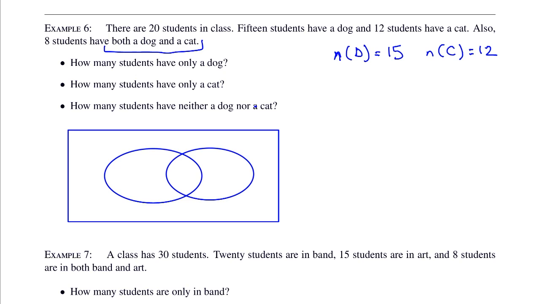What set would be the best way to represent students that have both a dog and a cat? Is that Grant? Yeah, use the D and the C again. It's and, so it's what operation? It's intersect, yeah. So D intersect C is 8.